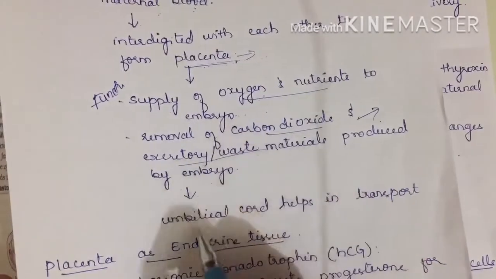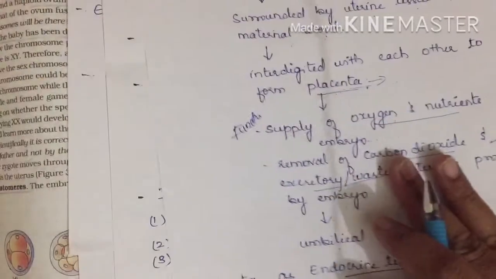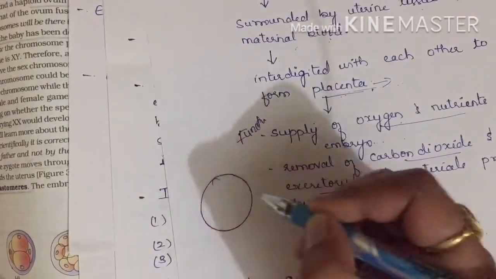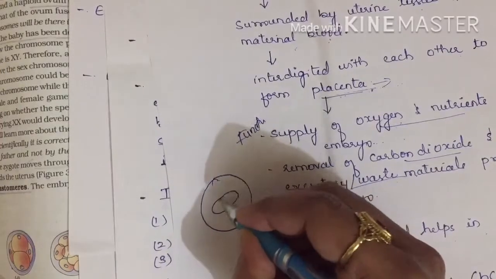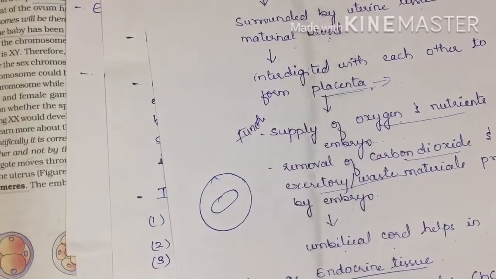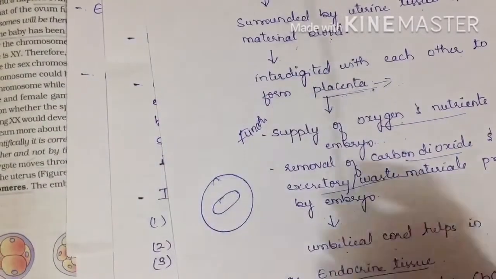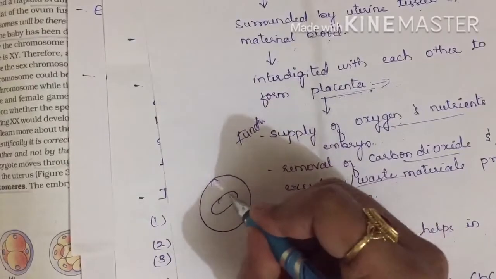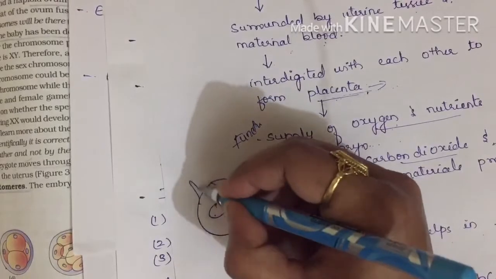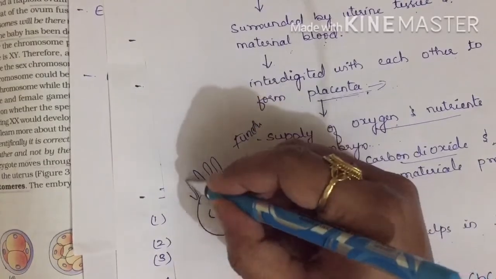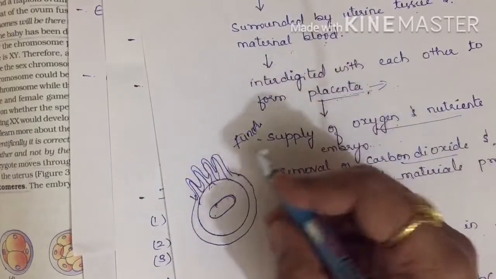After that, you can find there is an umbilical cord which helps in transport. If I show you the diagram here, this was the trophoblast, and here we said inner cell mass. Now this inner cell mass will develop into an embryo. You just imagine this as an embryo, and this is the trophoblast, and it has this placenta. It has attached to the uterine wall, and it is surrounded by the maternal tissue.